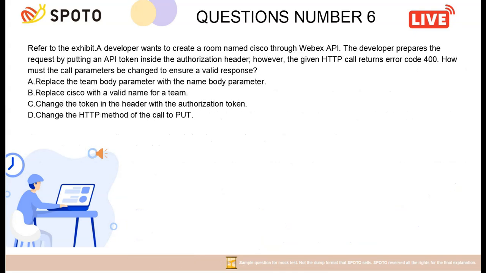Question 6. Refer to the exhibit. A developer wants to create a room named Cisco through the WebEx API. The developer prepares the request by putting an API token inside the authorization header. However, the given HTTP call returns error code 400. How must the call parameters be changed to ensure a valid response? A. Replace the team body parameter with the name body parameter. B. Replace Cisco with a valid name for a team. C. Change the token in the header with the authorization token. D. Change the HTTP method of the call to PUT. You have 15 seconds to answer.